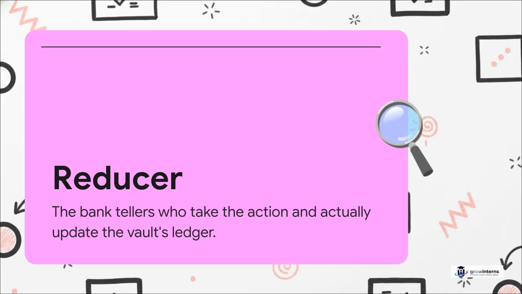So you filled out your deposit slip, your action. Who do you hand it to? The reducer. Reducers are literally the bank tellers of your application. They take the action you just dispatched, they read your intent, and then they are the ones who actually perform the safe, immutable update to the vault's ledger, the store's data. You never, ever touch the state directly. The reducer does the heavy lifting for you based on your action.